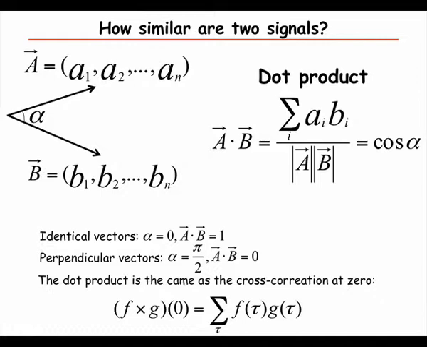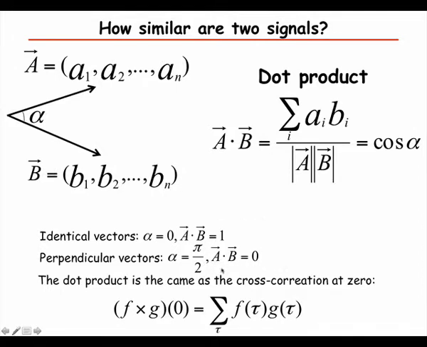So if we have identical vectors, then all the dimensions would be identical. So alpha would be 0, and then the dot product would be 1. So this would be the normalized dot product. And if we have perpendicular vectors, then the dot product is 0.